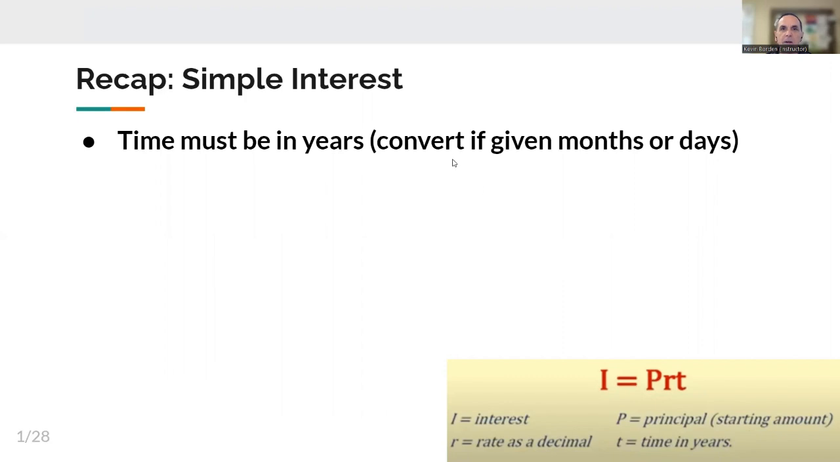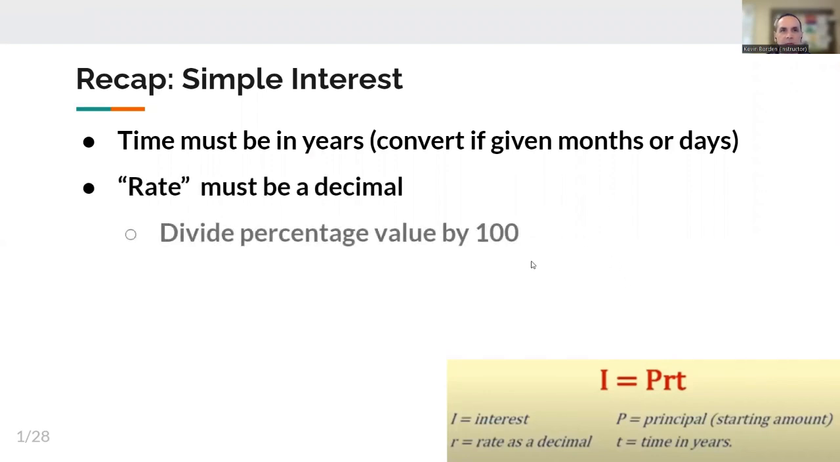That's my first note here. If you're given time in months or days, it needs to be turned into years. And we'll talk about some common different kinds of times that you might see. The rate has to be a decimal. So you take the rate that's usually given to you, it's always given to you as a percent, and you're going to divide that by 100.